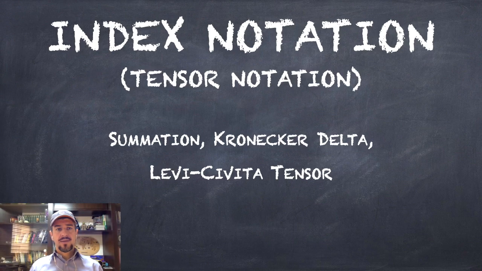Hello everybody. Let's talk about index notation or tensor notation in the context of classical mechanics. We will discuss in this video about summation, Kronecker Delta, and Levi-Civita tensor. We will not discuss about Einstein notation or Einstein convention, which could be in a separate video.